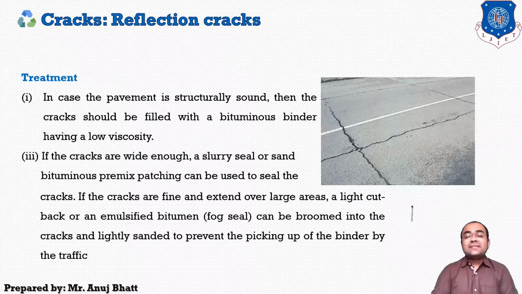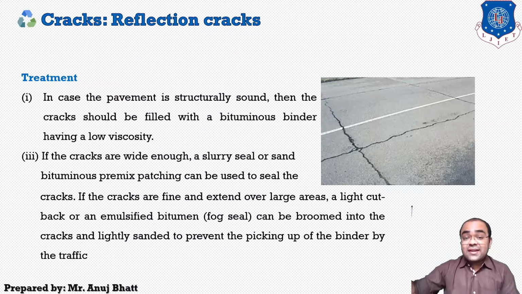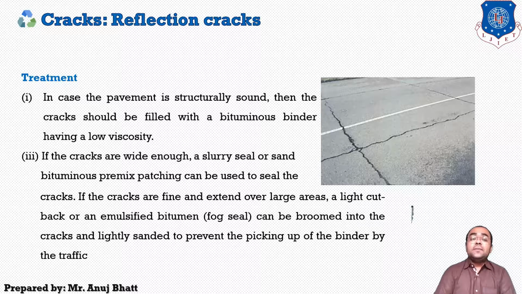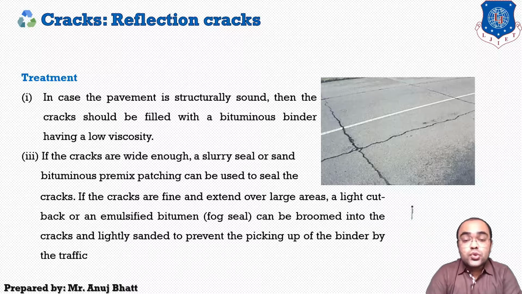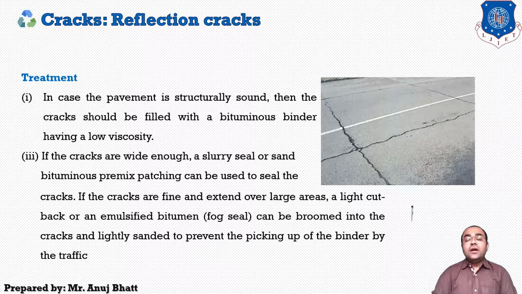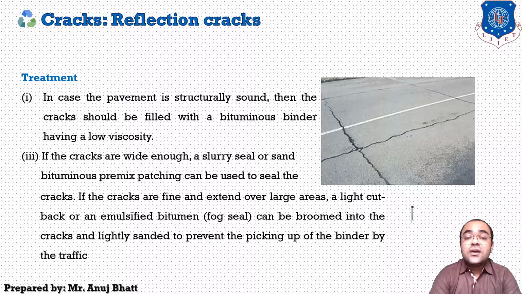And if the cracks are wide enough, a slurry seal or a sand bituminous premix patching can be used to seal the cracks. If the cracks are fine and extend over large areas, light cutback or an emulsified bitumen can be broomed into the cracks and lightly sanded to prevent the picking up of the binder by the traffic. So this is how we can treat the reflection cracks.